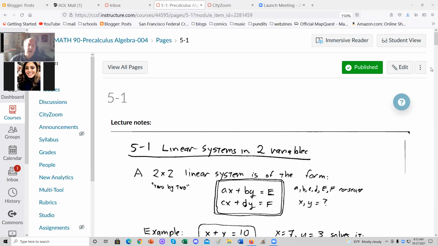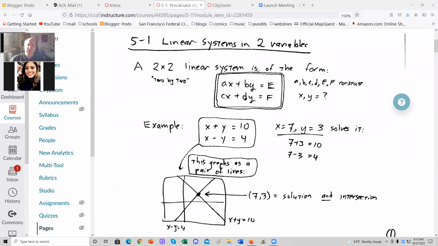All right, now 5.1 is linear systems in two variables, 2x2 linear systems. It's this form: ax plus by equals e, cx plus dy equals f, where a, b, c, d, e, and f are constants and x and y are the variables. It's called 2x2 because it has two equations in two variables. That should be enough. Well, usually it is, sometimes it's not.